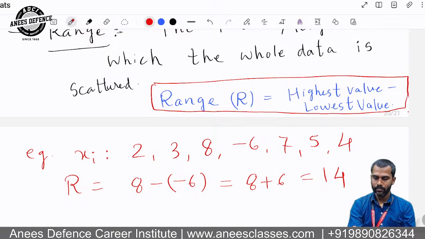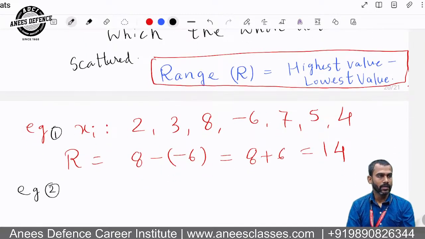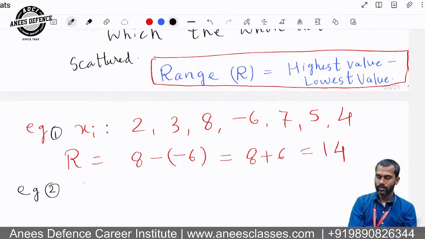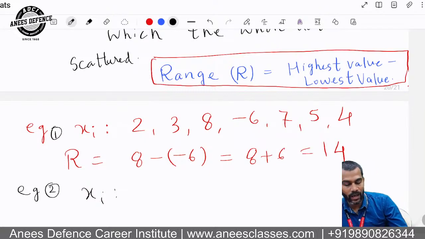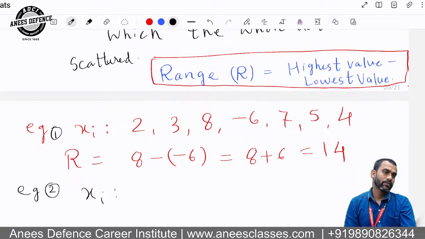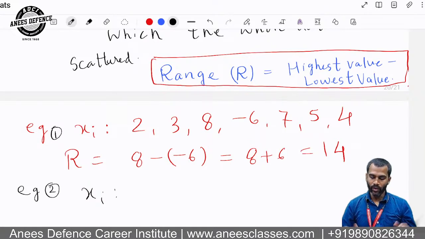Next example. That was example number 1. Now example number 2. So what does it mean, in the first example? 14 is the length of the data, I can say. So in 14 length, the whole data is scattered. Yes or no? Maximum minus minimum. Yes or no? So that is the formula.